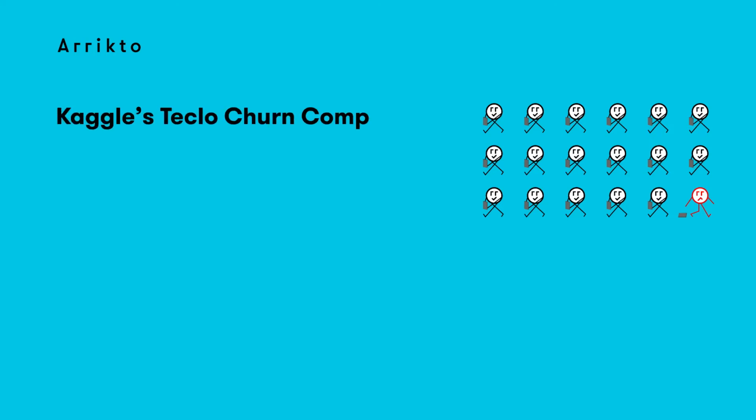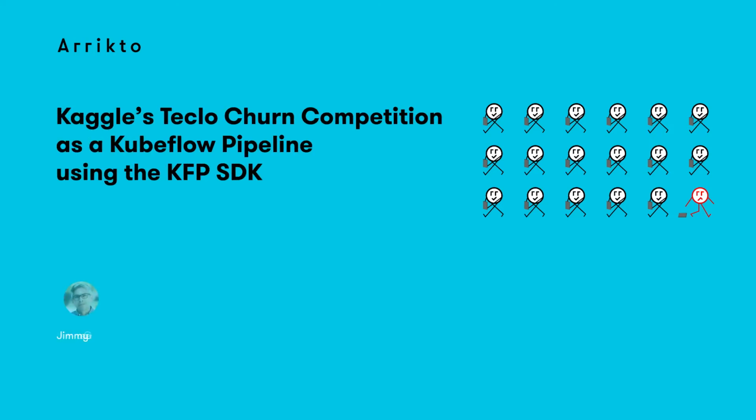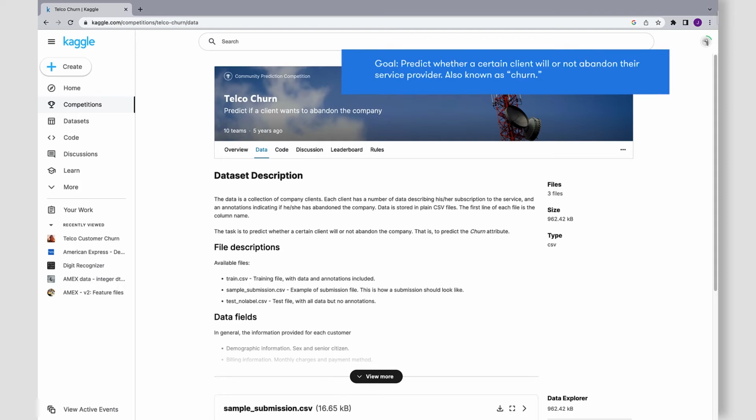All right, in this short demo, we're going to show you how to convert Kaggle's Telco Churn competition into a Kubeflow pipeline using the KFP SDK. The goal of this competition is to see whether or not we can predict whether a client is going to abandon their cell phone provider. That is, we want to see if we can predict the churn attribute.